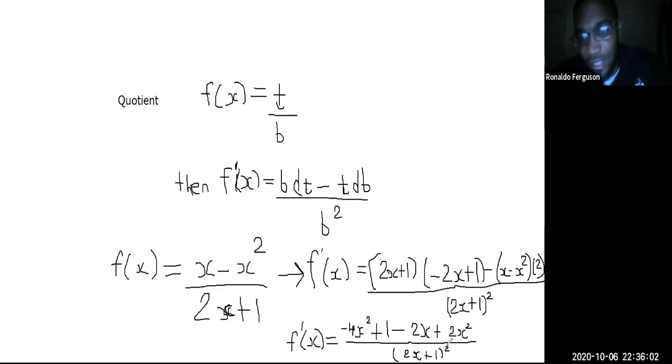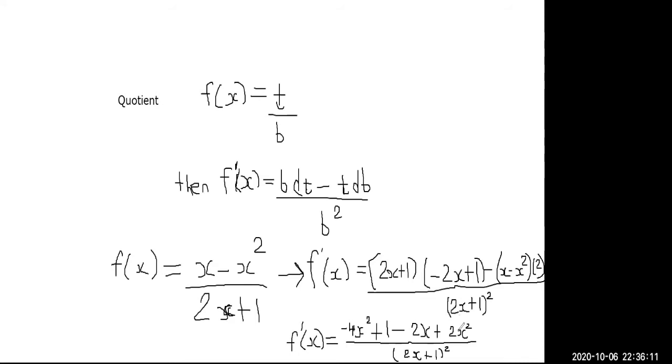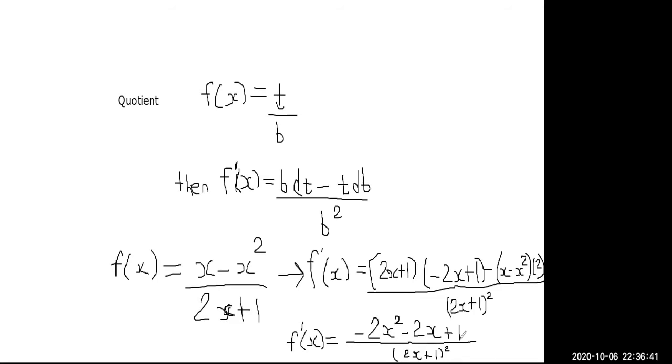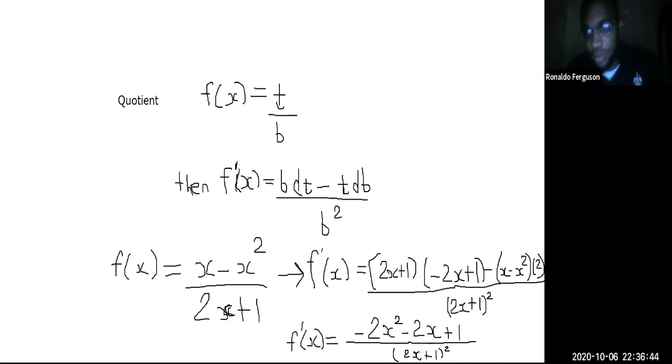So we can go further and simplify it even some more. It would just become minus 4x squared plus 2x squared, which gives us minus 2x squared. So let's put it in one: minus 2x squared minus 2x plus 1. So it just works out to be minus 2x squared minus 2x plus 1. Very good. Nice. So that's quotient rule.